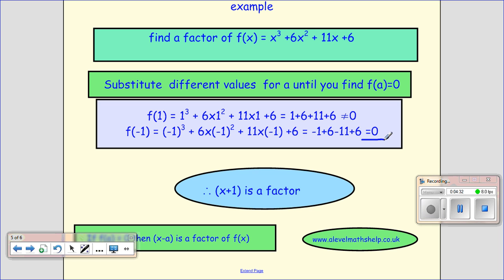So my a is minus 1, and putting a as minus 1 here, I get x plus 1 is a factor of my polynomial. If neither of those worked, I would go on to 2 and minus 2, and hopefully you wouldn't have to do it, but you could go to 3 and minus 3 till you found what you needed. Okay, I hope that was helpful.